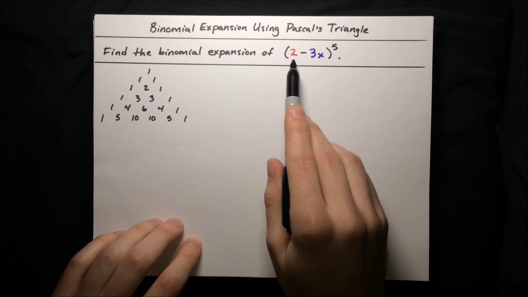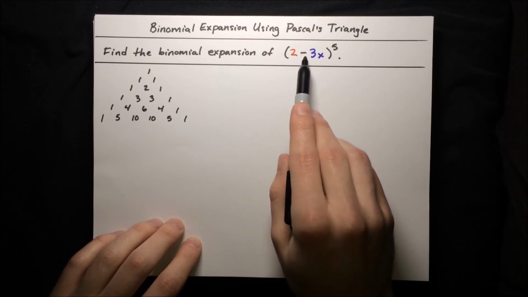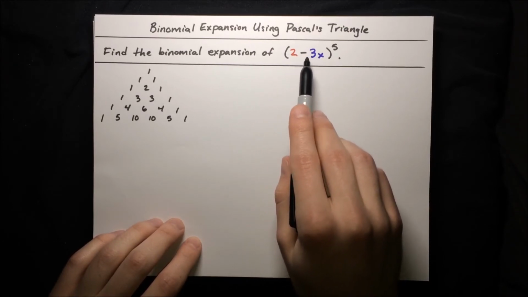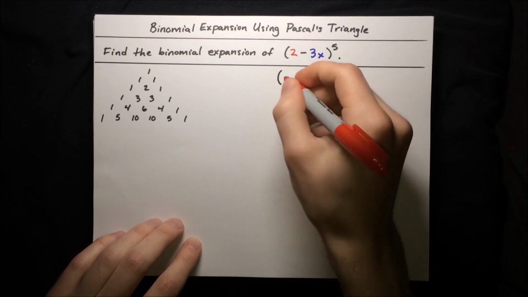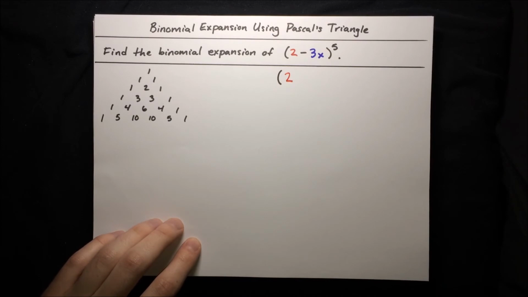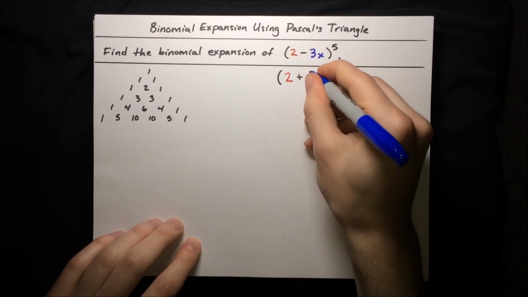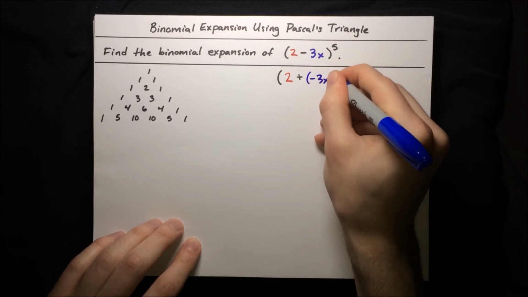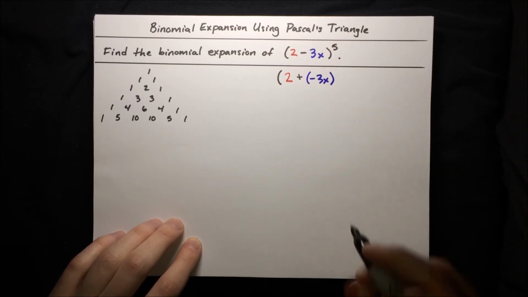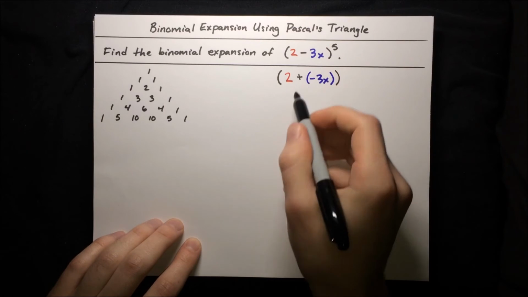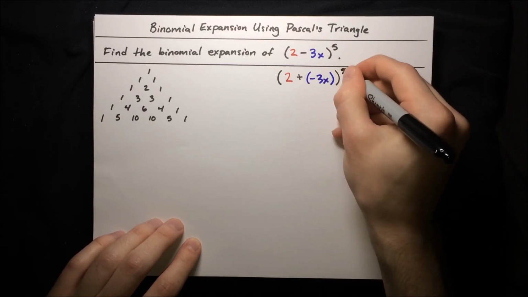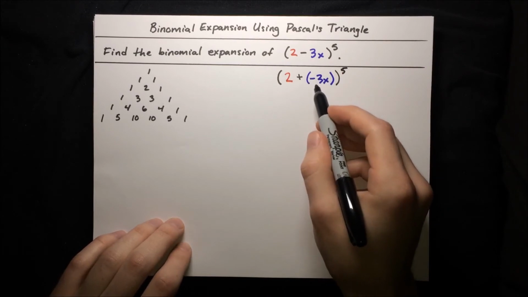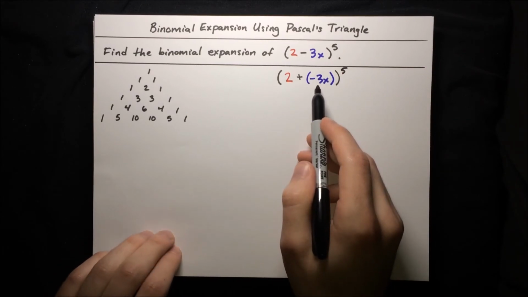the two terms. So how we can do that is we can change that subtraction sign into a negative on the 3x. So let's write that out. So that's 2, and then we're going to put a plus sign and change the 3x to negative 3x. So it's equivalent to the original binomial, but now there's a plus in between the two terms. 2 is like our a term, negative 3x is like our b term. That's all to the 5th power, and now we are ready to proceed with the expansion.